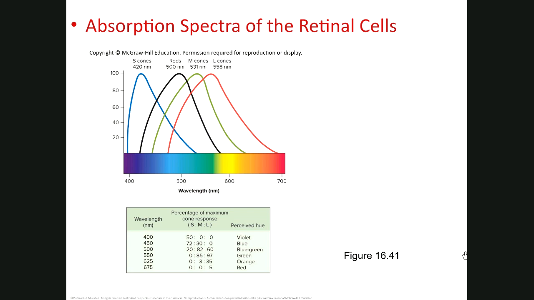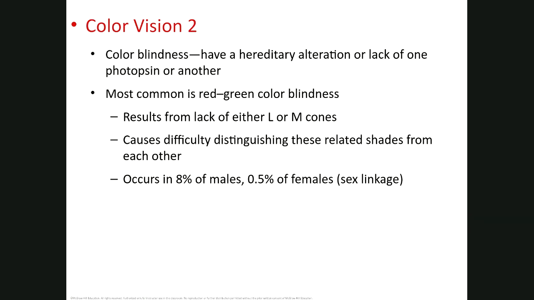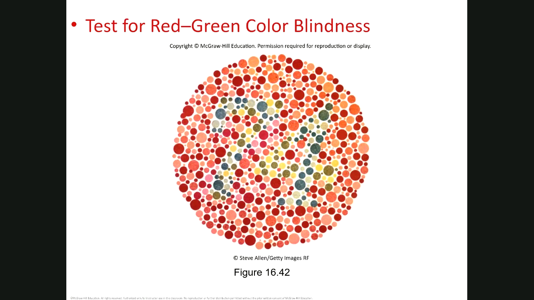Now, to test if our cone cells are working or not, the most common color blindness is red-green color blindness. You don't have the long or medium wavelength cones. It happens in 8% of males and 0.5% of females. So it's sex linked.